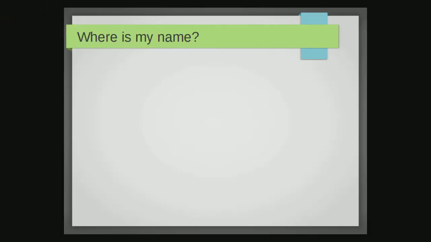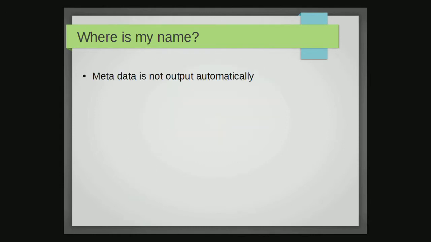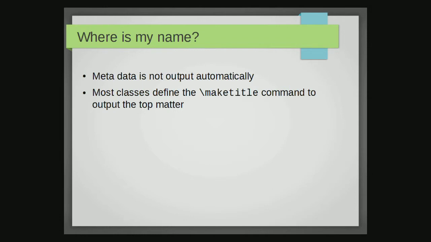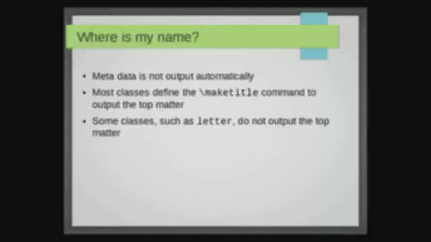So, I've just set up my name and the document title and everything. Where is it? The problem here is that metadata, or top matter, is not output automatically. Most classes actually define the \maketitle command to output the top matter. Some classes, such as letter, do not output the top matter at all, and instead define different commands for different purposes.